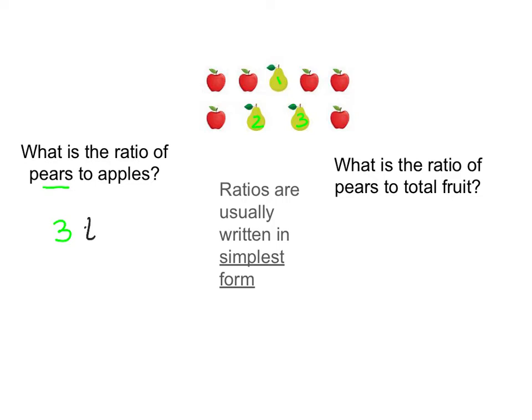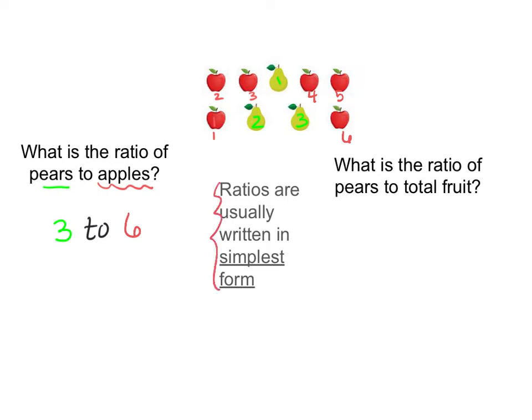And now I need my apples. So let's count apples. I have 1, 2, 3, 4, 5, 6. So I have 6 apples. Okay, so I have 3 to 6. This is a ratio, okay? I'm comparing. You can write it 3 different ways.